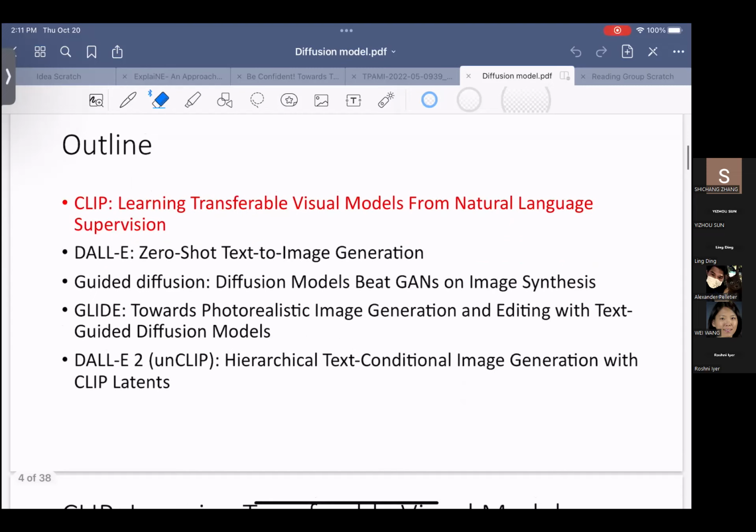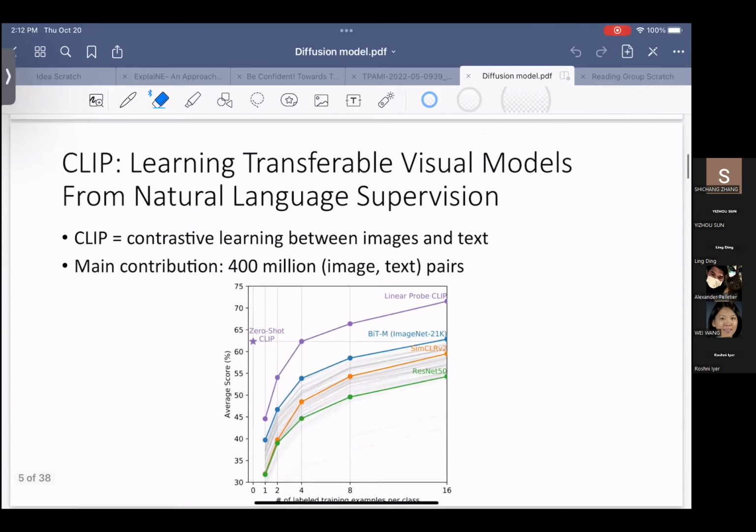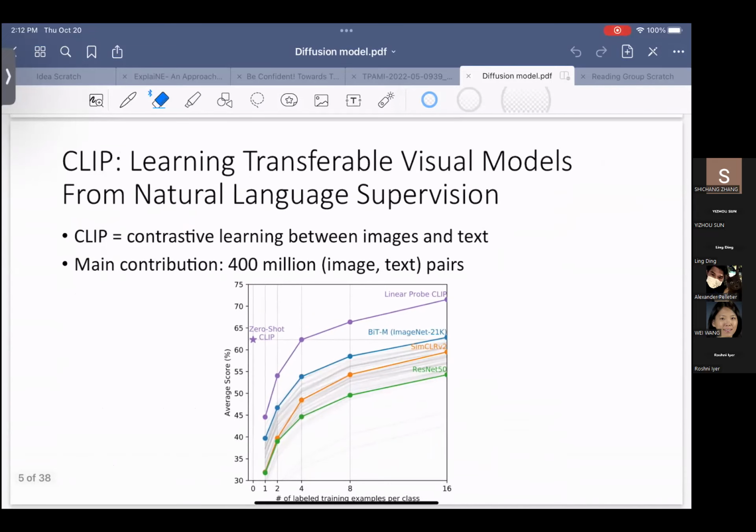Let's start with the first one, CLIP. The full name is Learning Transferable Visual Models from Natural Language Supervision. So this CLIP model, in my opinion, is just contrastive learning between images and text. If you understand what contrastive learning is, and I believe all of you do, then it's pretty straightforward.